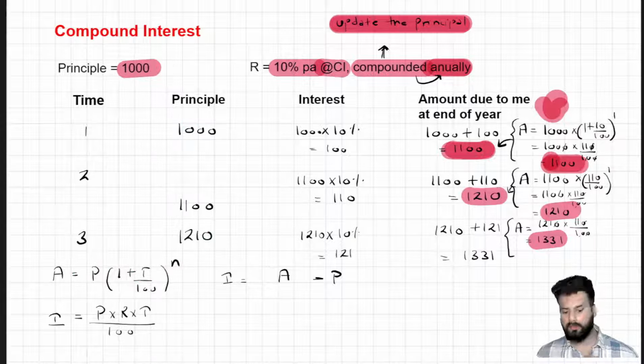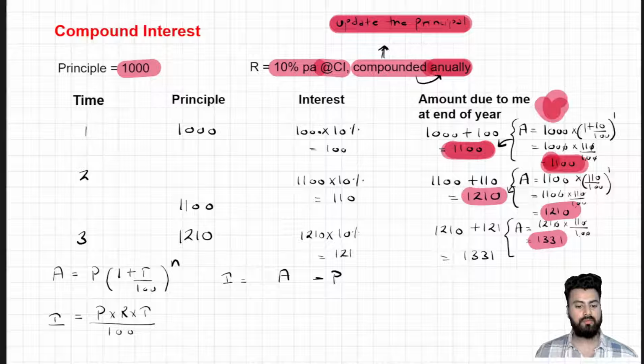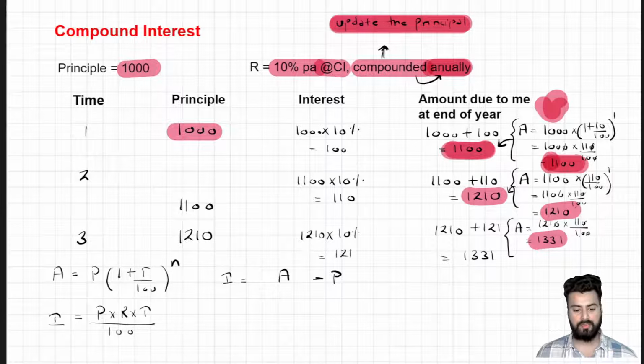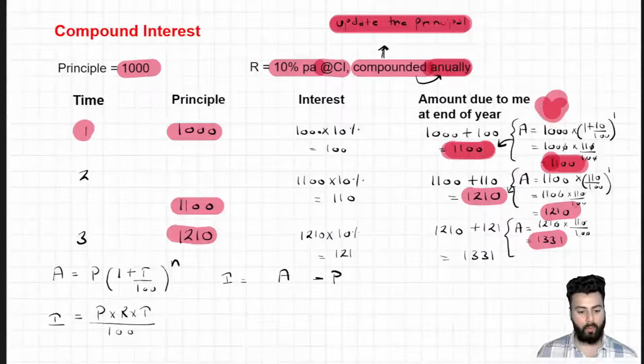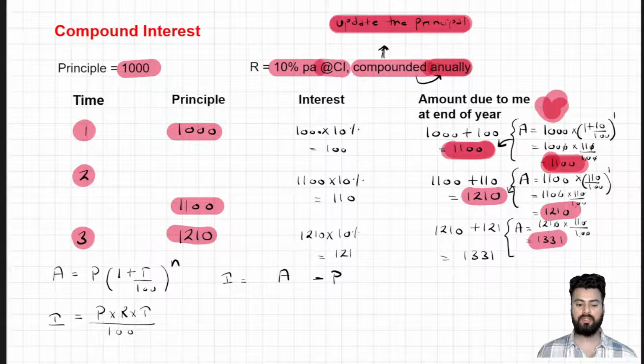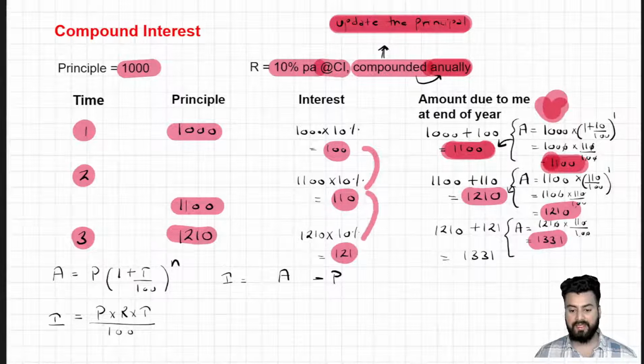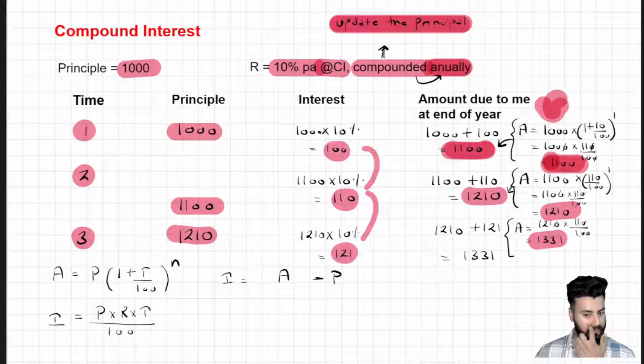Now, before I show you the visual approach, I want to show you something which is very important, an important learning which you should have by looking at this table. If you look at the table carefully, simply look at the principal values. You realize that the principal values are changing. Likewise, if you look at the interest value, the interest values are also not the same. In fact, the values of interest are increasing year by year. This is something which I want you to note down.